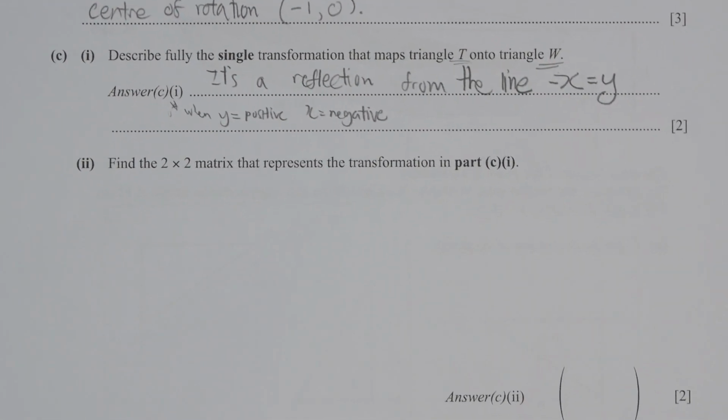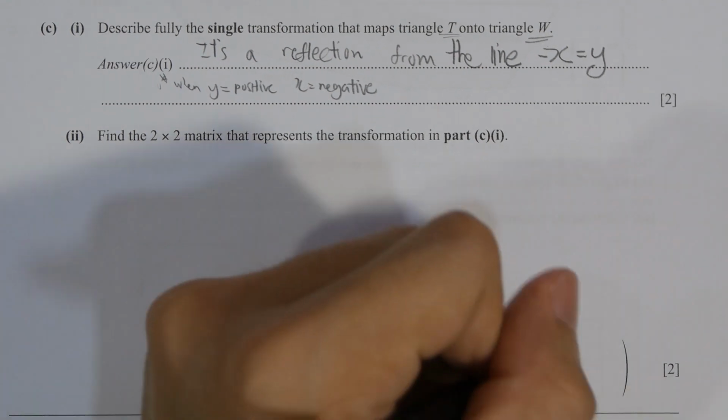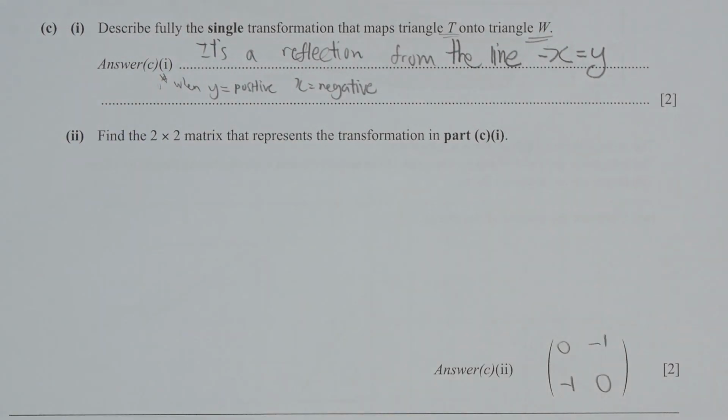So represent the 2 by 2 matrix for part C number 1. So this one will be 0, -1, -1, 0.